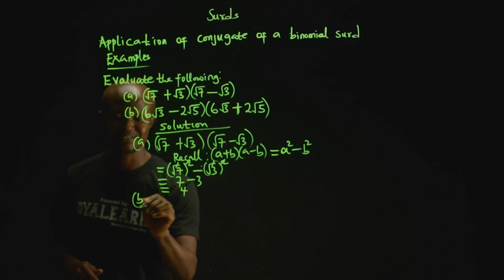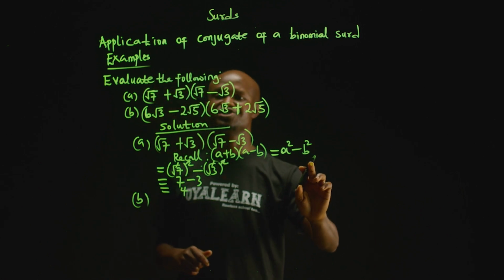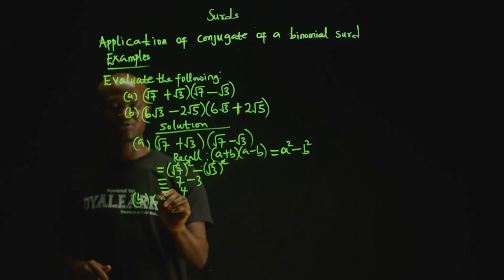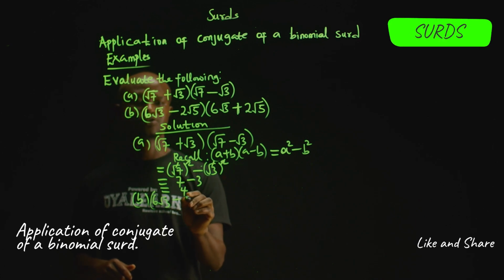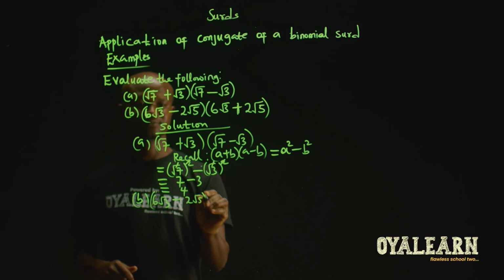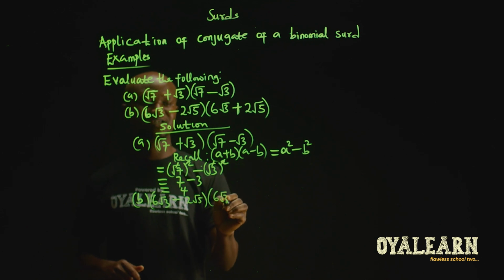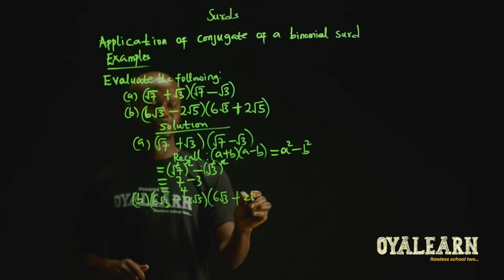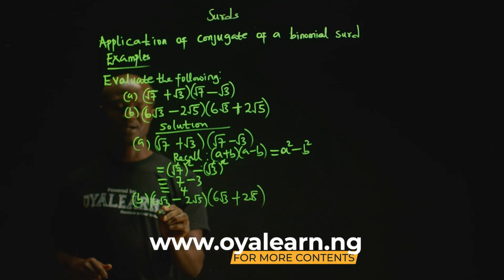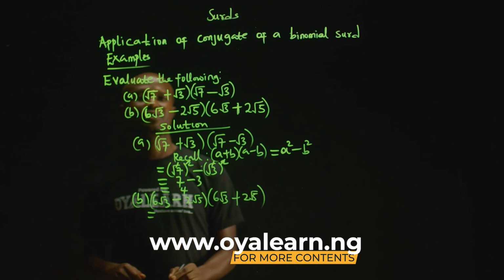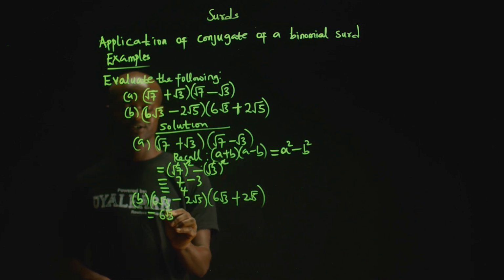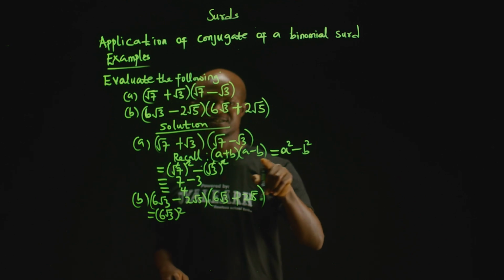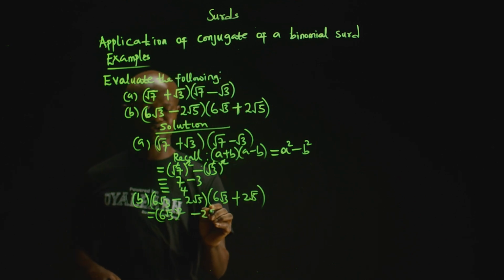For the b part, we are still going to apply this relationship. So we have 6 root 3 in bracket minus 2 root 5 into bracket 6 root 3 plus 2 root 5. Now, from what we have here, we are going to have 6 root 3 squared based on this, then minus 2 root 5 squared.